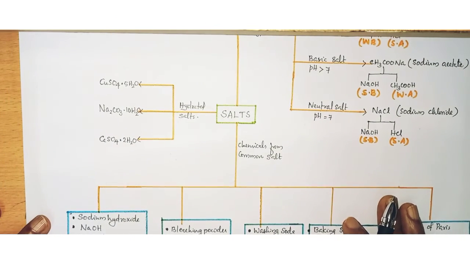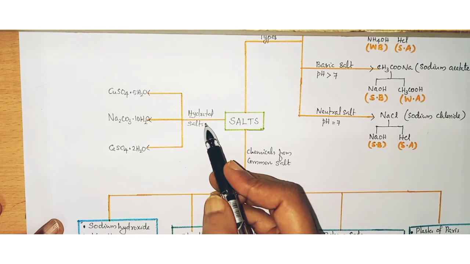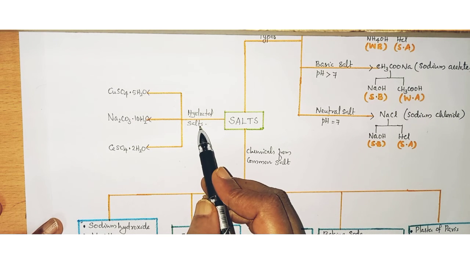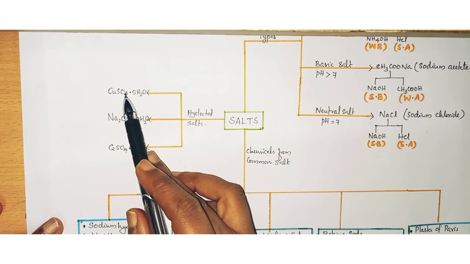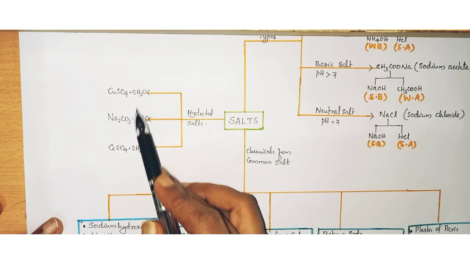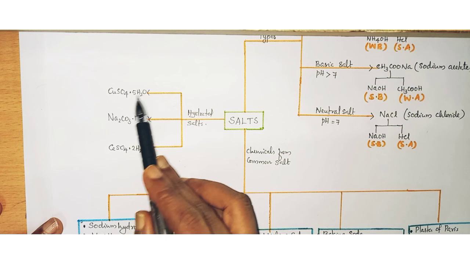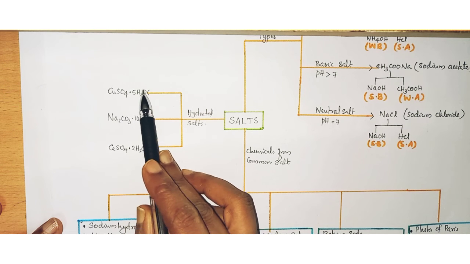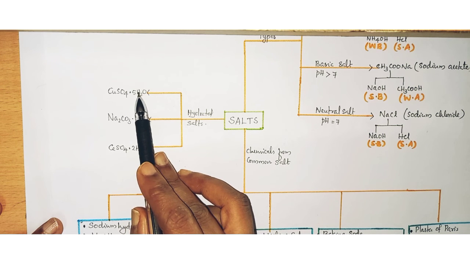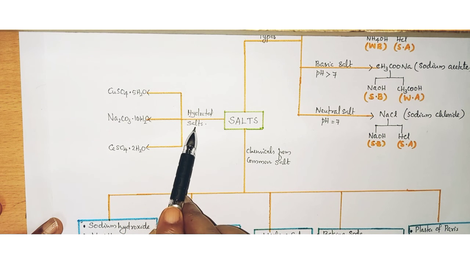Then we have to see some examples of hydrated salts. That means it contains water of crystallization. So water of crystallization means some fixed amount of water molecules attached with each molecule of the salt. Here the examples are copper sulfate pentahydrate or CuSO4.5H2O. So 5H2O, that is the water of crystallization. 5 molecules of water is attached with CuSO4. This is an example of a hydrated salt.